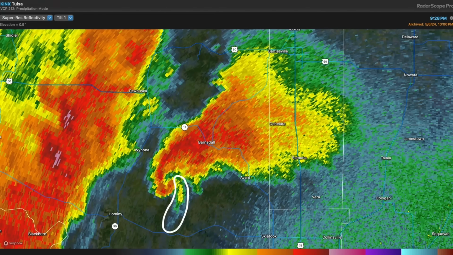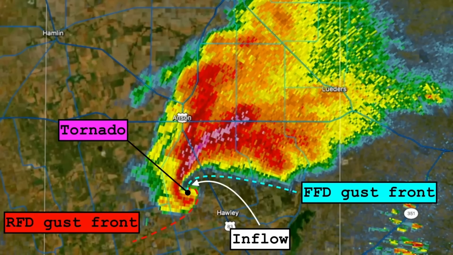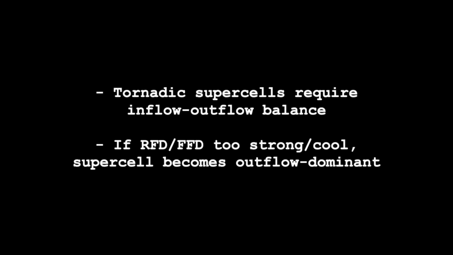Sometimes the RFD gust front is visible on radar as a reflectivity fine line emanating from the tip of the hook echo. RFD is critical in tornado production in supercells, and tornadoes tend to form at the interface between the forward flank and rear flank downdraft gust fronts and the storm's inflow. Supercells require a delicate balance of inflow and outflow to become tornadic. If a supercell's forward flank or rear flank downdraft is too strong or too cool, the resultant outflow can undercut the storm, deeming it outflow dominant, which is unfavorable for tornado production.